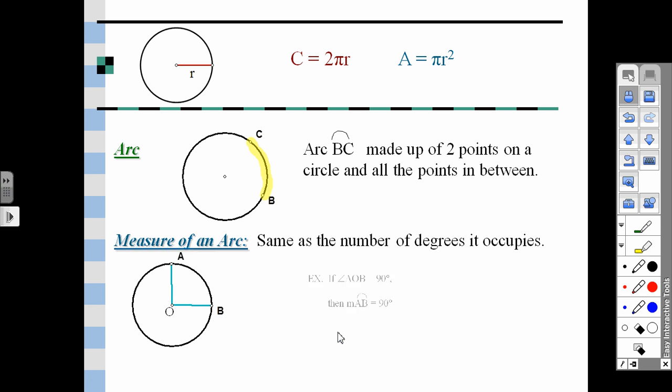So for example, if they told you that angle AOB, this angle right here, is 90 degrees, then we also know that the measure of arc AB is 90 degrees. So whatever this central angle measures is the same as the measure of your arc. And that's going to be really important to remember. Okay, so that's not too bad.